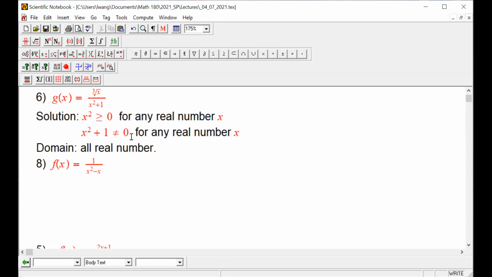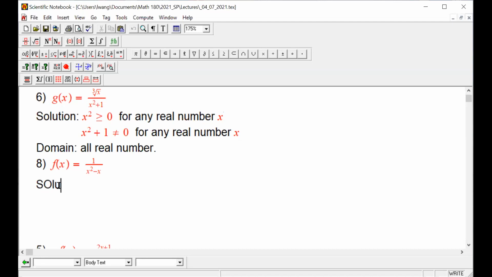You can use this statement as well, and everybody will agree with you, right? So you can use that. You can also say, x squared plus 1 will never be 0 for any real number x. Therefore, the domain is all real numbers. Did you see the flexibility you have? You have lots of flexibility.